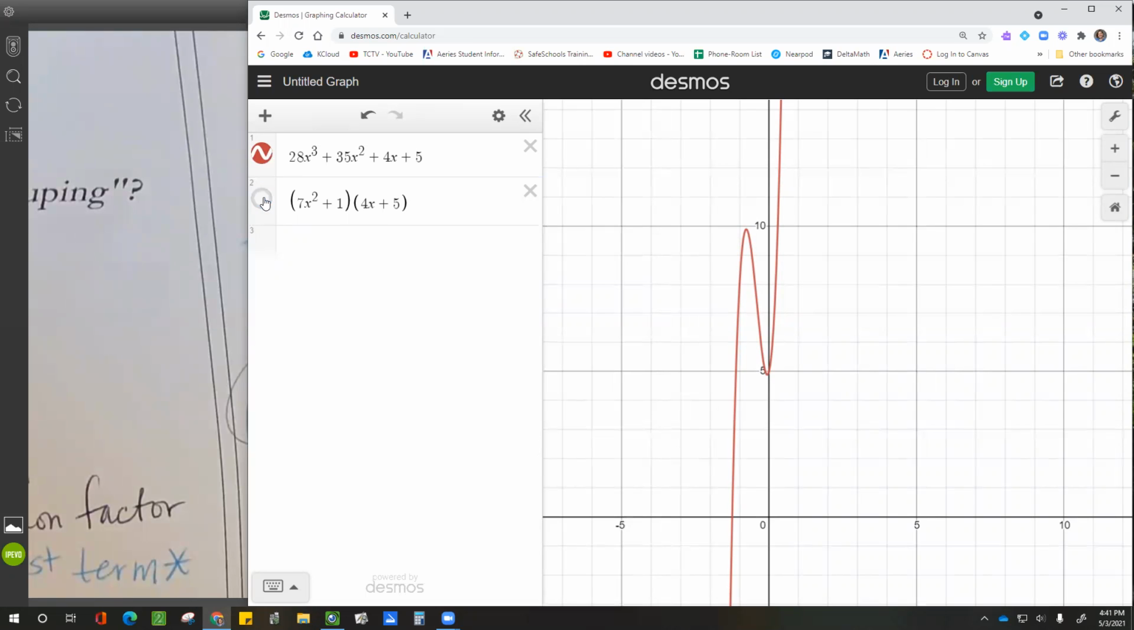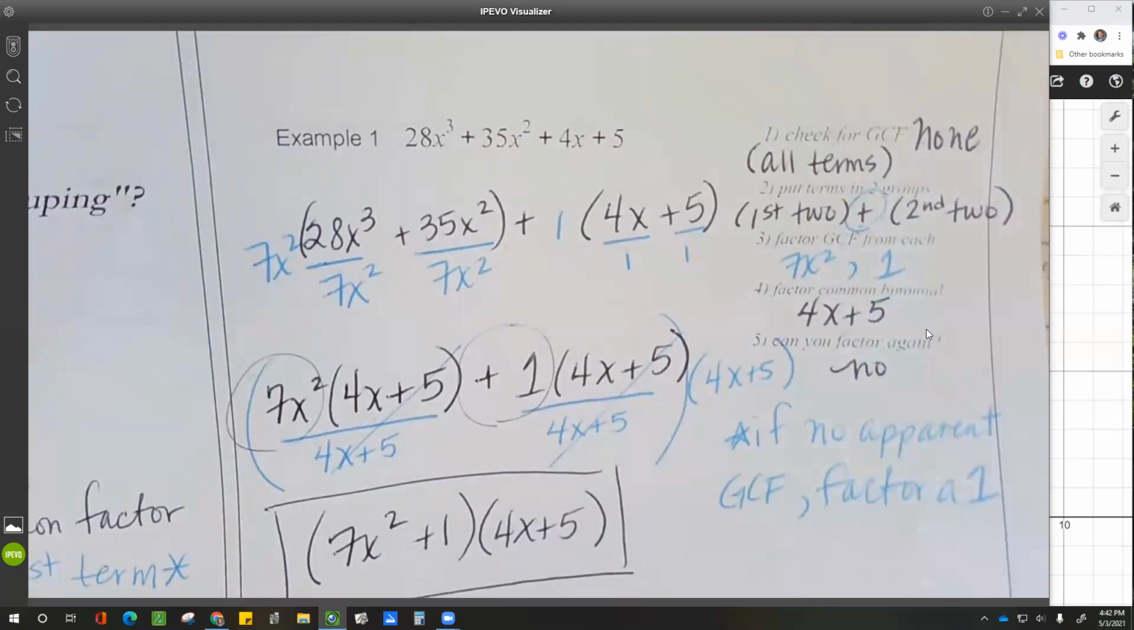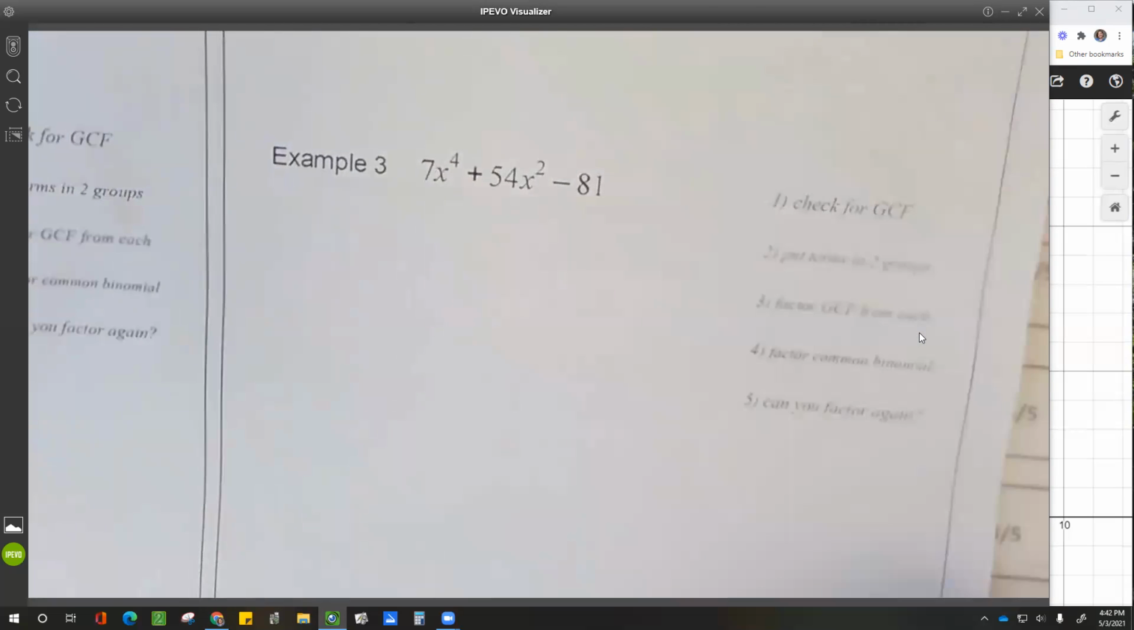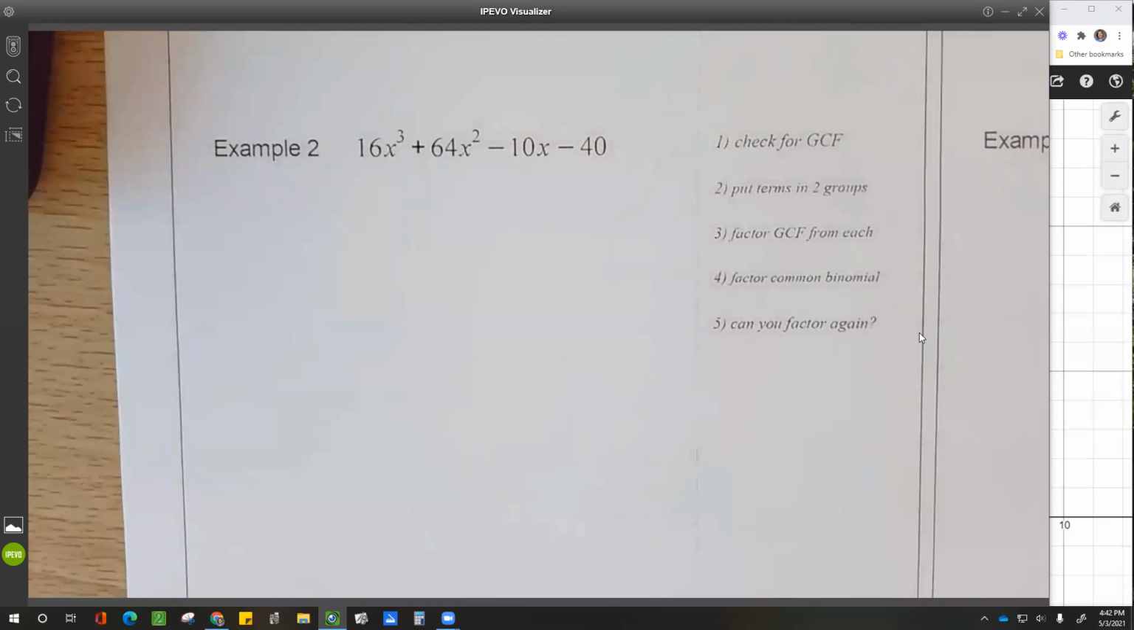So they are equivalent. This won't tell you whether your answer is fully factored. You might still have factoring to do. However, it will tell you whether it's factored correctly. Here's another example. 16x to the third plus 64x squared minus 10x minus 40.